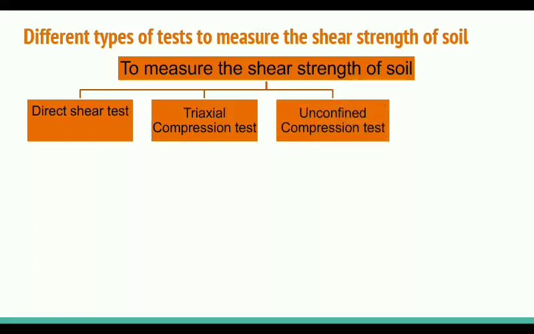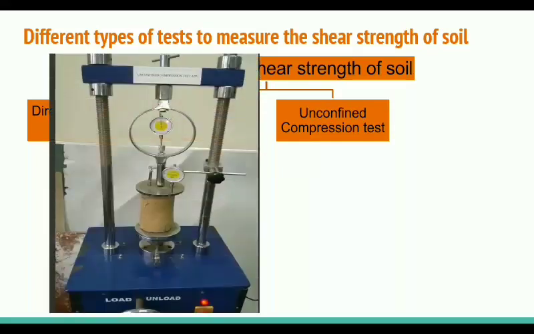Third is the unconfined compression test. By the name you can get some idea: unconfined means there is no confining pressure. No compressive stress is applied in the x and y directions, only in the vertical direction. We apply compressive stress only from the top, and we can get the shear strength of soil. The unconfined compression test apparatus is shown in the figure. You can see there is a proving ring, and that proving ring will get the vertical load which we have applied on the soil sample.